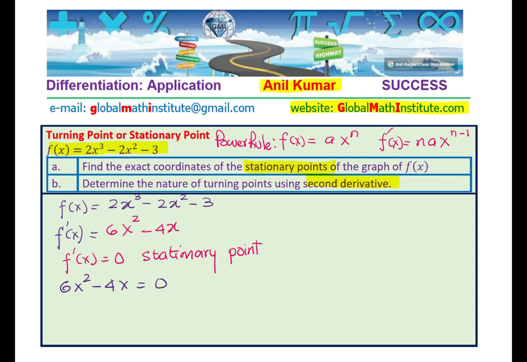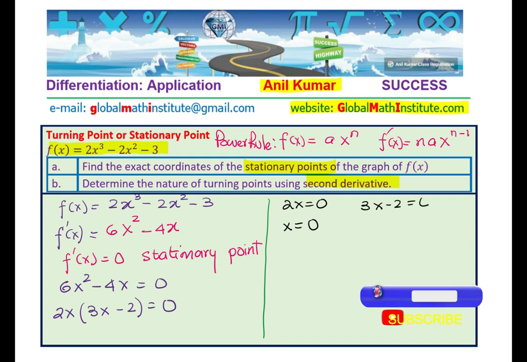To find the value of x, it is good to factor. So 2x is common, and we get 2x times (3x minus 2) equals 0. That gives us two values of x. One of them is 2x equals 0, which gives x equals 0. The other one is 3x minus 2 equals 0, which gives x equals 2 divided by 3. Clear? So basically, we'll end up with 2 points.